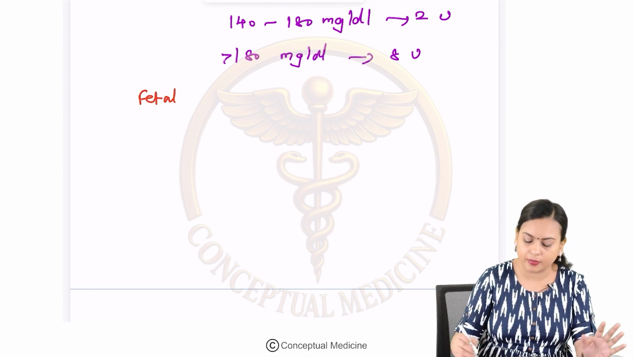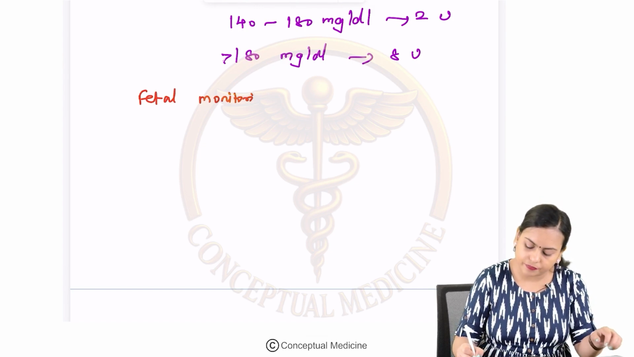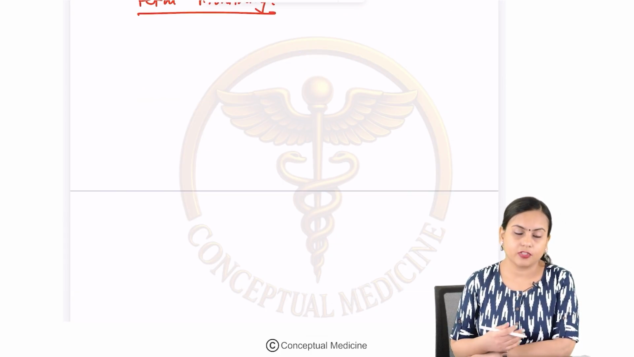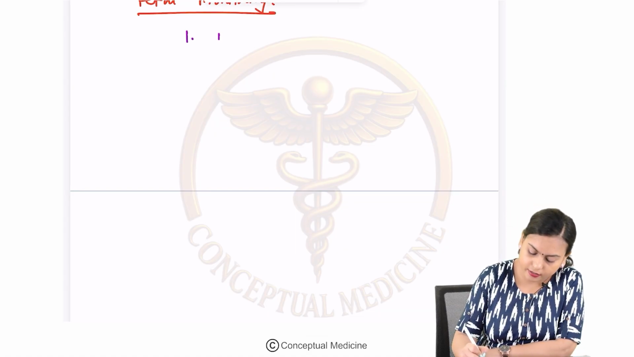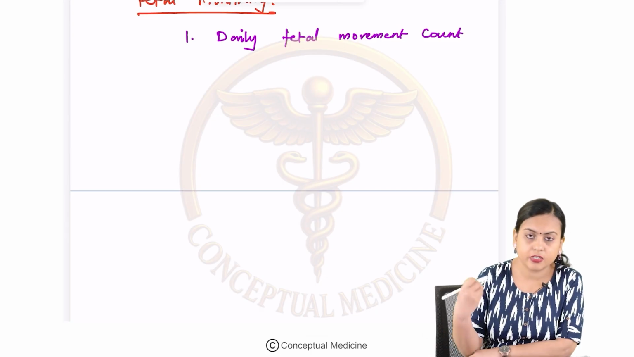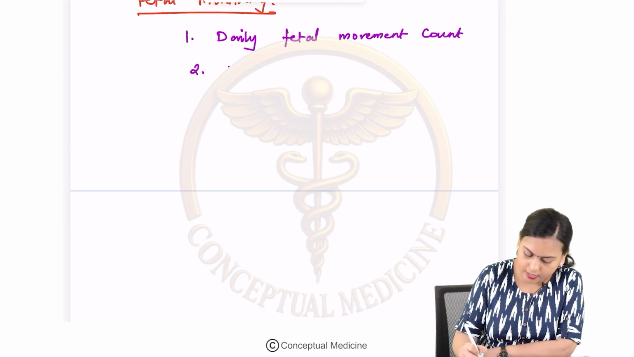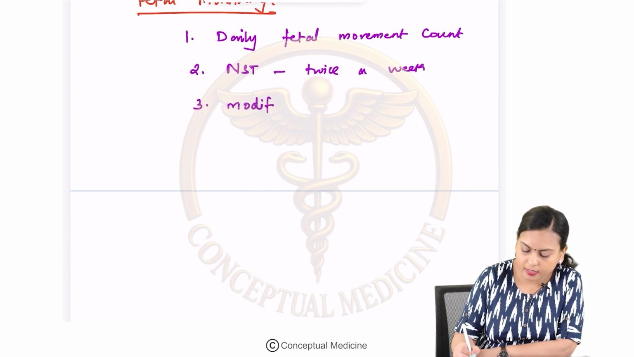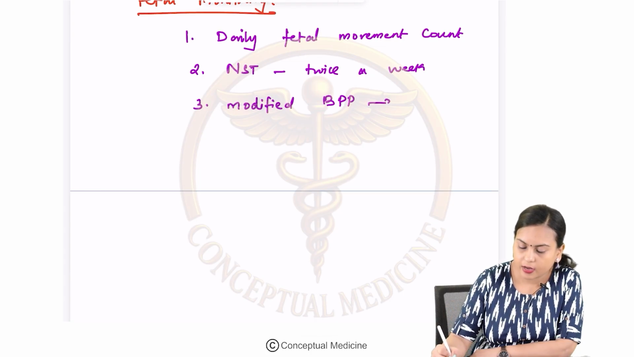We'll see how the fetal monitoring should be done now. So this is all about the mother. Early in pregnancy itself, when you confirm her to be a case of GDM or DM, you have to advise her daily fetal movement count. She can do this at her home. You have to do NST twice a week, and modified biophysical profile, including AFI by ultrasonogram, twice a week.